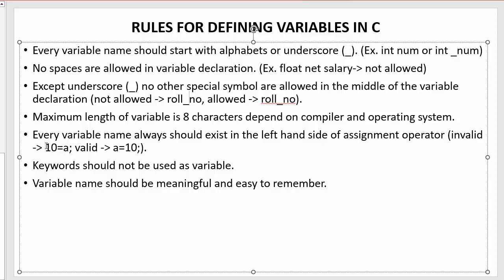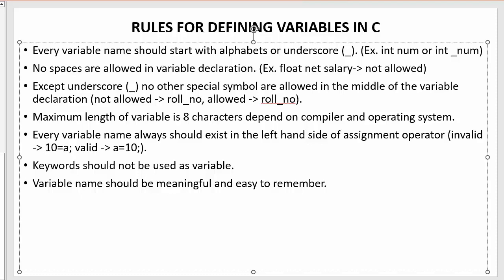And the next rule is every variable name always should exist on the left hand side of the assignment operator. So whenever you are declaring any variable, your variable name should be on the left side and the value should be on the right side. As you can see here, this is invalid.